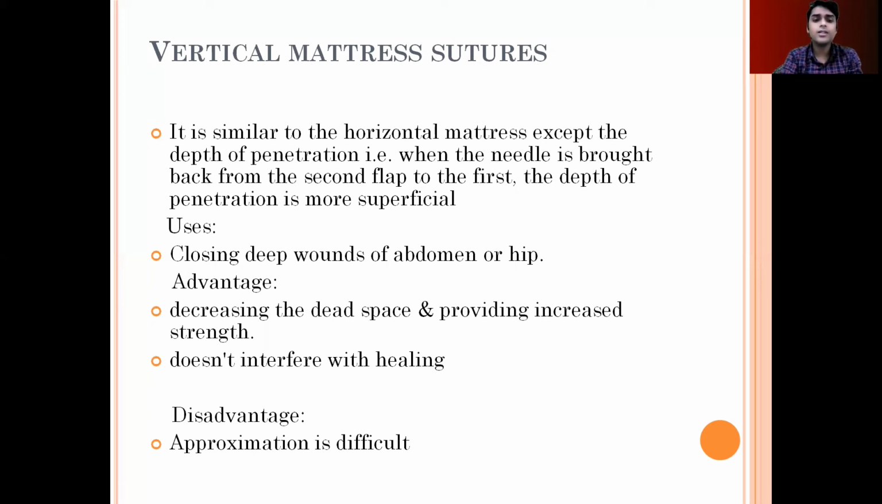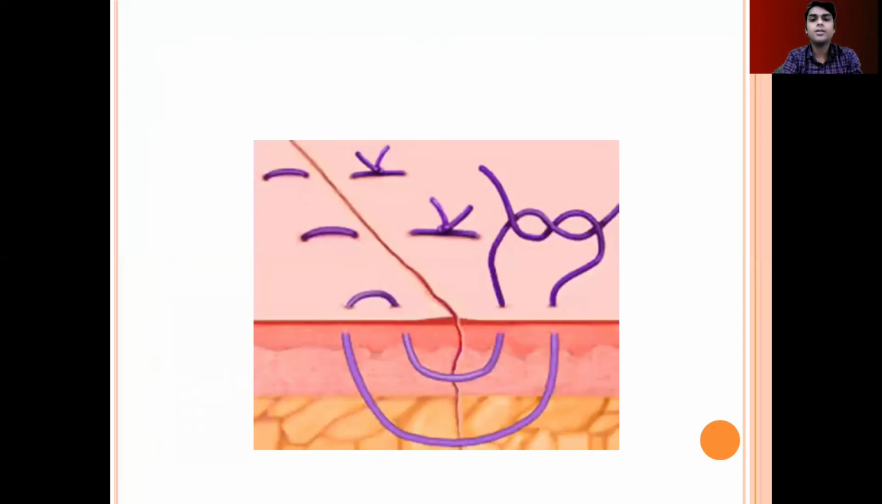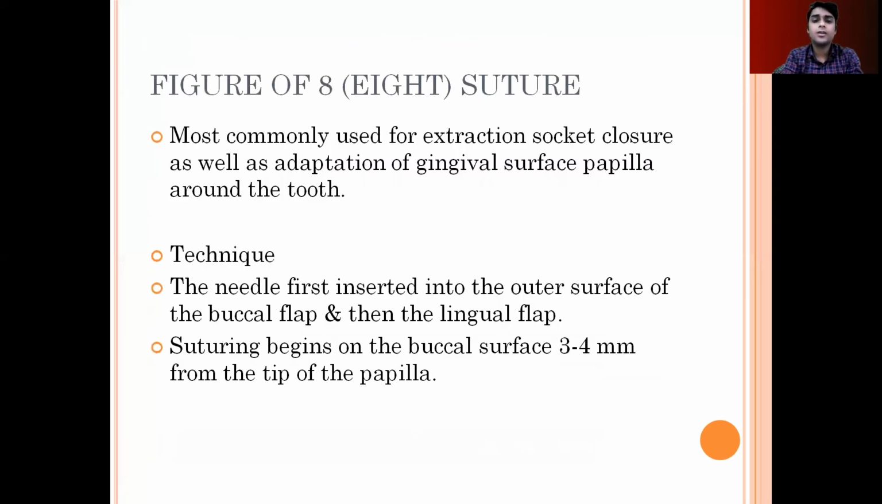The disadvantages are that in this approximation is difficult. Here is an image for the vertical mattress suture. The figure of 8 is the most commonly used for extraction socket closure as well as the adaptation of gingival surface papilla around the tooth. The needle is first inserted into the outer surface of the buccal flap and then the lingual flap. Suturing begins on the buccal surface 3 to 4 mm from the tip of papilla.